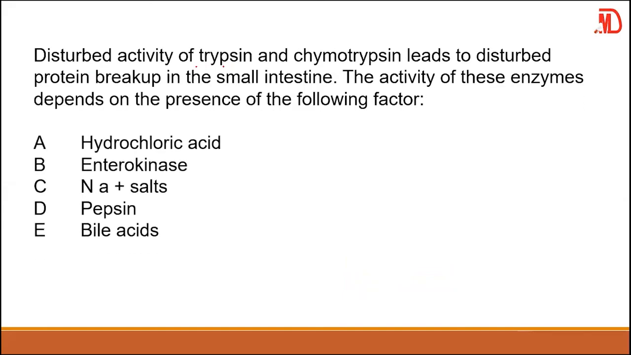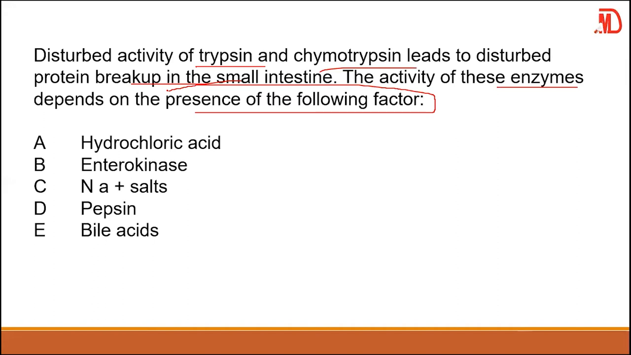Disturbed activity of trypsin and chymotrypsin leads to a disturbed breakdown in the small intestine. Now, the activity of these enzymes depends on the presence of the following factor. So actually these are proteolytic enzymes, basically produced from the pancreatic juice. The most abundant, don't forget we have trypsin and chymotrypsin, but the most abundant is trypsin.